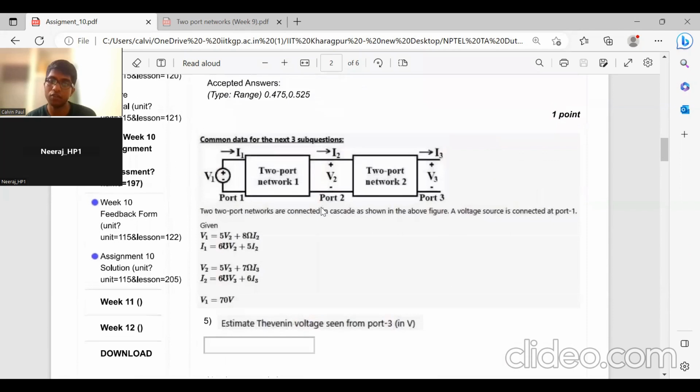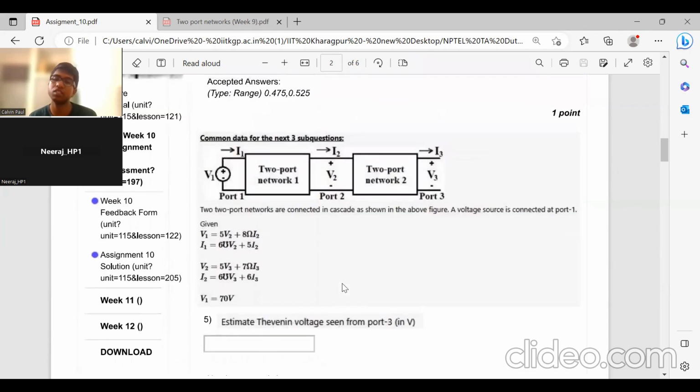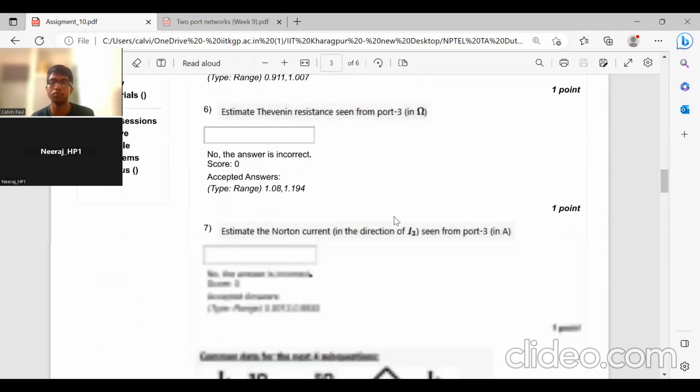then we had to find a Thevenin's resistance. To find a Thevenin's resistance, first we need to find a Norton's current. So to find the Norton's current, we shorted this. We shorted this means V3 equal to 0. So when we have V3 equal to 0, we get some Norton's current I3, that is equal to IN, and then the Thevenin's resistance is equal to V Thevenin divided by Norton's current. So that we found out.